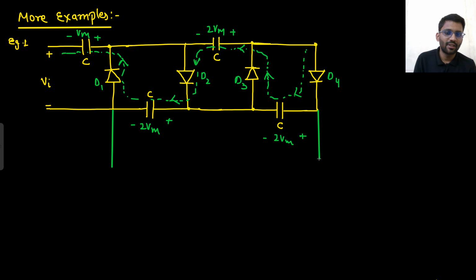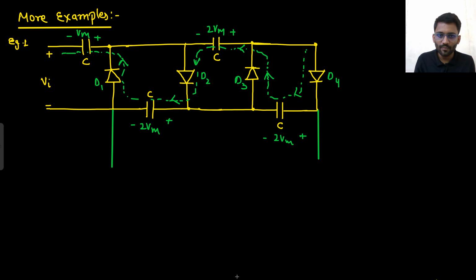You can also get a voltage doubler from here, right? How will you get it? Just this. This is my output. This is my voltage doubler. That's it. If I only want the peak value, this is my output. This is my peak detector. You can get Vm as well. You can get 2 Vm. You can get 3 Vm. You can get 4 Vm.